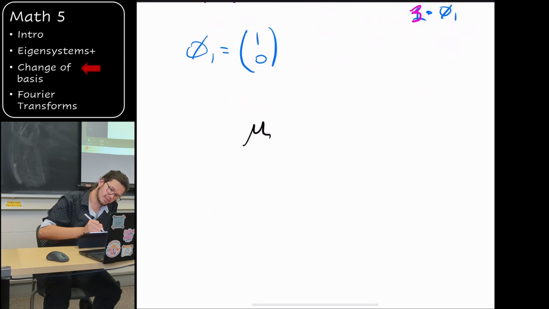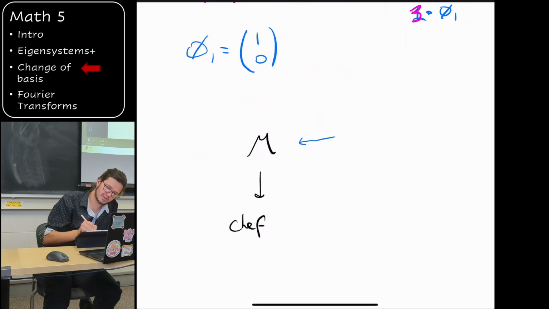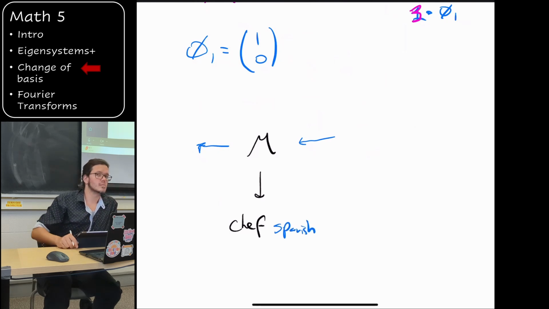I want you to think of the matrix M as more than just a particular instruction like cut an onion. I want you to think of this as a chef. This chef will receive ingredients and instructions in a specific language, and it will give instructions back in that same language once the object is transformed. So for example, if this chef speaks Spanish, the incoming instruction better be in Spanish, and whatever the chef processes and outputs back is also going to be in Spanish.